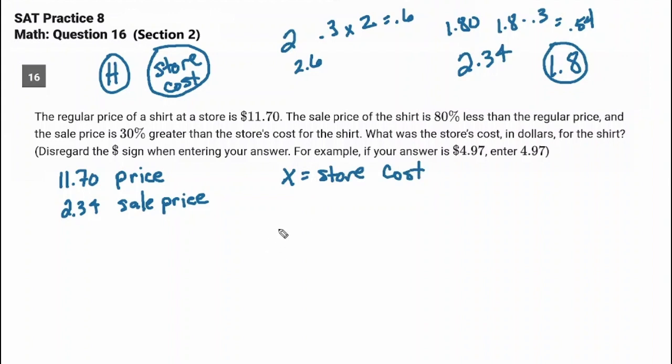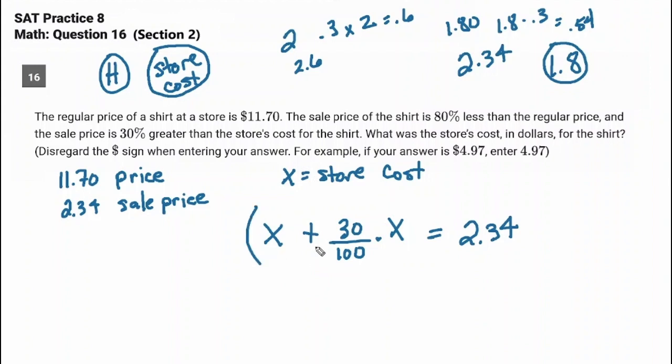So it's the store's cost, X, plus what? 30% of the store's cost. When we add that up, what are we supposed to get? We're supposed to get the sale price, $2.34. Now, I made it look easy, but very few people set this up right.